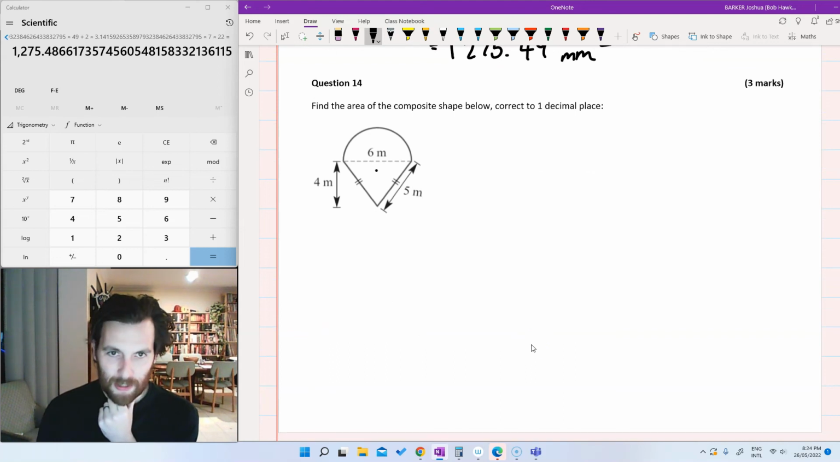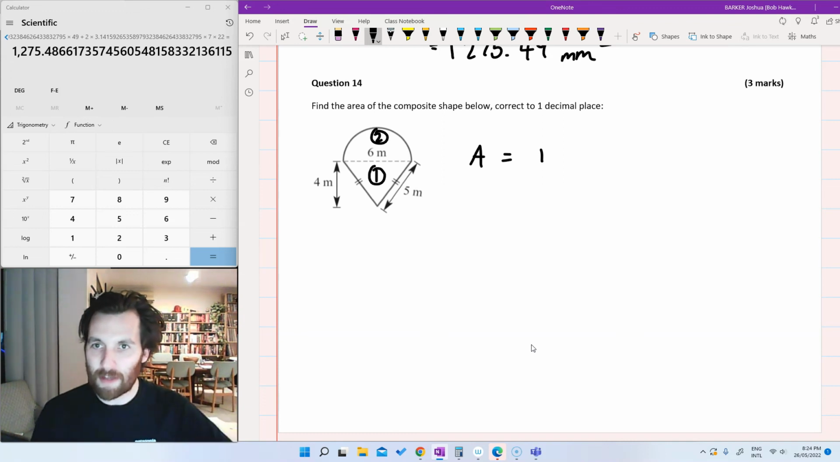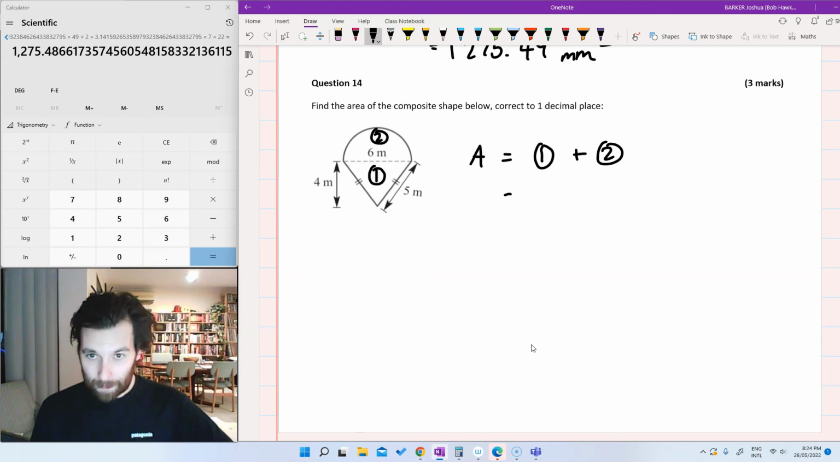Okay, we've got 2 shapes here. We've got a triangle and we've got a semicircle. So to find the area of this shape, we've got to do 2 things. We've got to find the area of shape 1 and add it to the area of shape 2. Okay, so for a triangle, our area formula is base times height divided by 2. For a circle, it's pi times the radius squared. But because we have a semicircle, we're going to divide it by 2 as well.